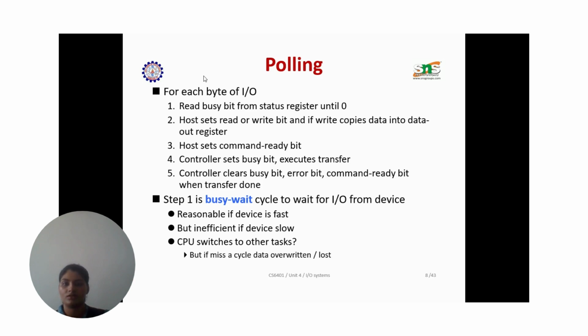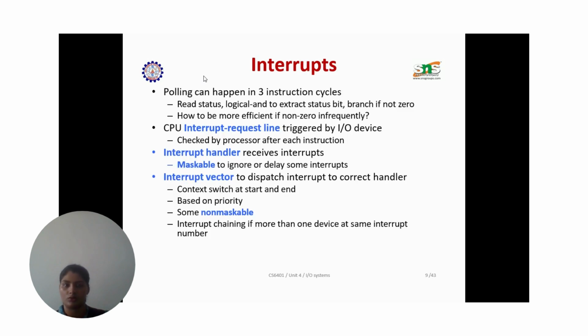So we'll see every step in detail. Step one is a busy-wait cycle to wait for I/O from the device. It is reasonable if the device is fast but inefficient if the device is slow. Then interrupts. Polling can happen in three instruction cycles. First one: read status, logical and to extract the status bit, branch if not zero.